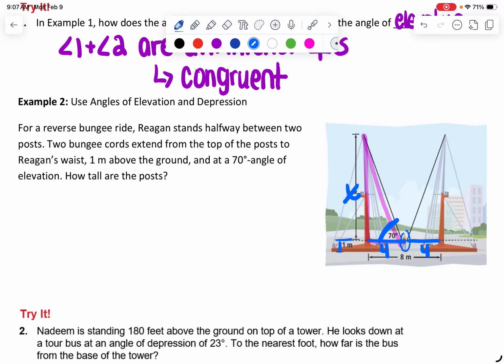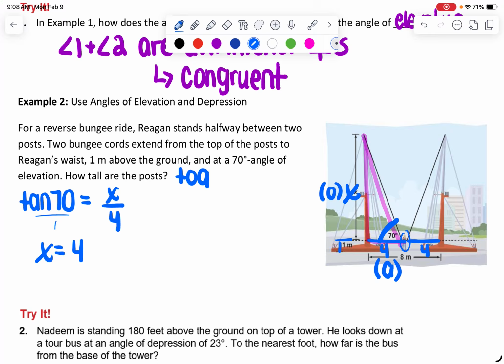So we can use SOHCAHTOA. What I'm going to start with is x is opposite to angle 70, and 4 would be your adjacent side to 70. So opposite and adjacent means I use TOA. TOA stands for tan. So you would do tan of that angle 70 equals x, because it's opposite, over adjacent 4, not 8. Then just cross multiplying, I get x equals 4 times tan 70. And plugging that in, I would get x is equal to 10.99.